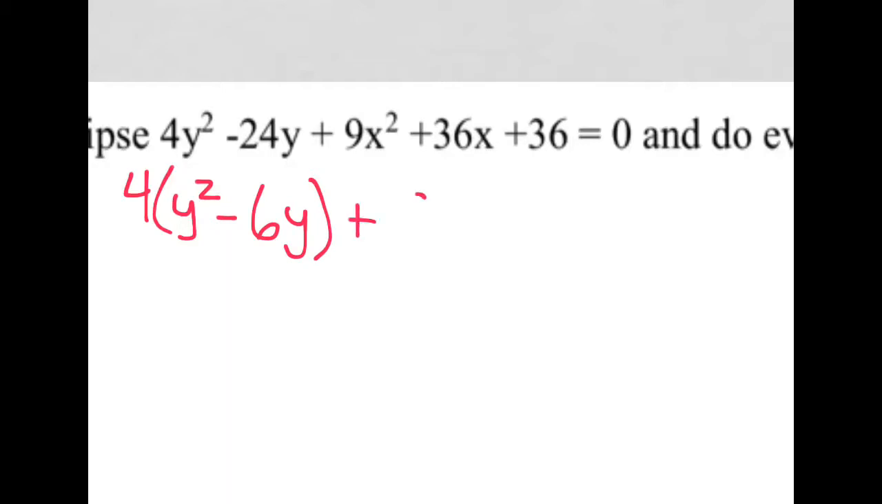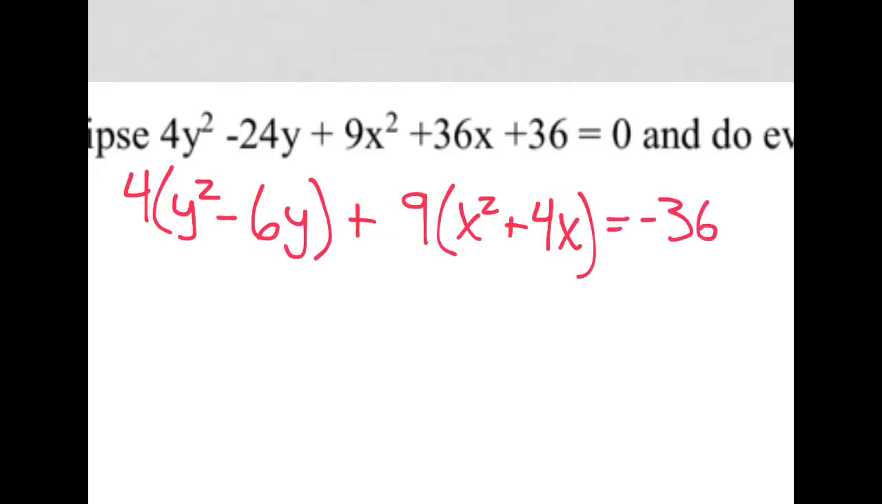Then I'm going to do the same thing with my x term. I'm going to factor out that 9 to be left with an x squared plus 36 divided by 9 is 4x. And then that plus 36 I am going to subtract over to the other side. So there we have that. That's a pretty good start. Now let's go ahead and complete the square.